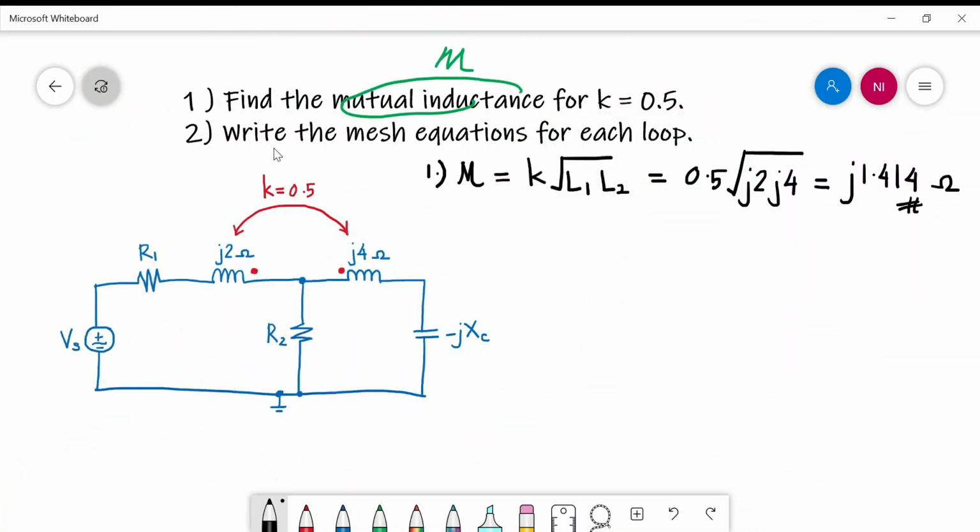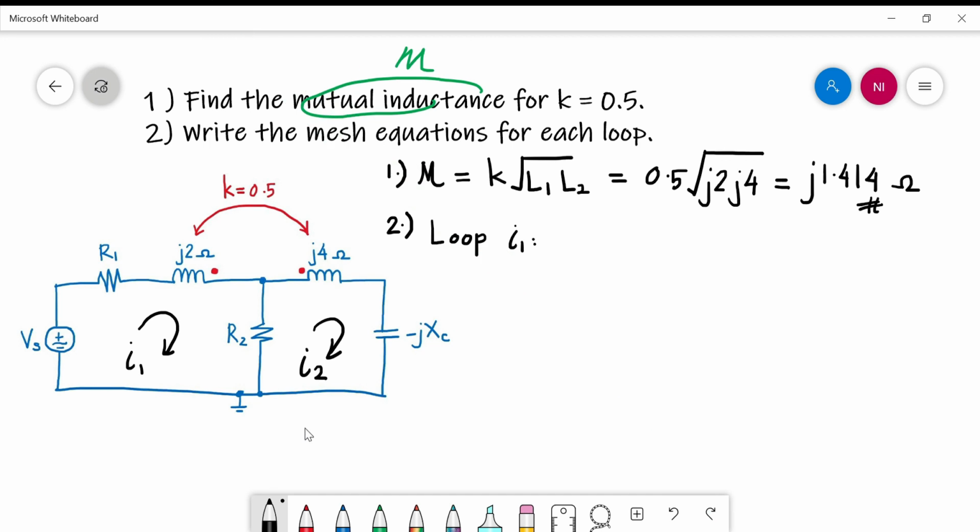The second question is to write the mesh equations for each loop. This circuit has two loops, so I label this loop I1 and this loop I2. Now let's write the mesh equation for the first loop. Start from here: negative Vs, plus all the impedances in this loop, so plus R1 plus j2 plus R2, times I1, minus the neighbor current I2, so R2 I2.